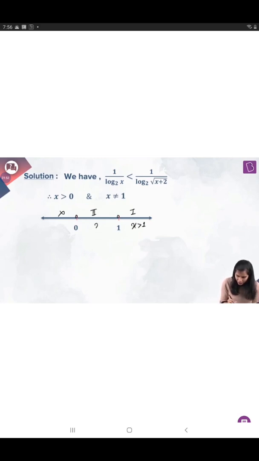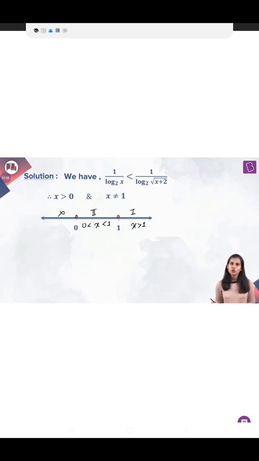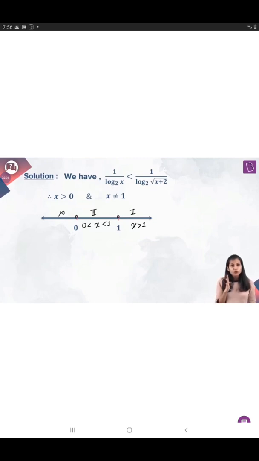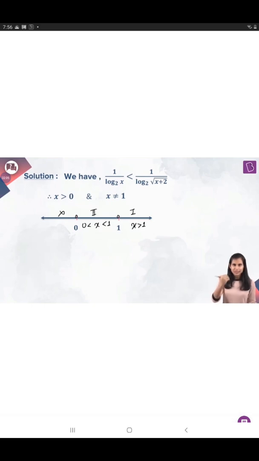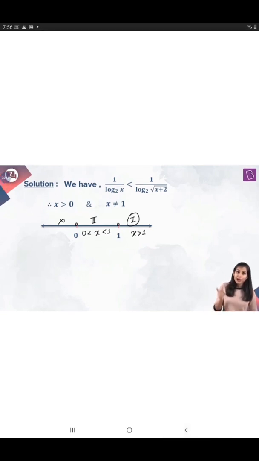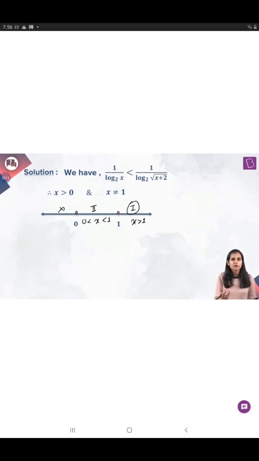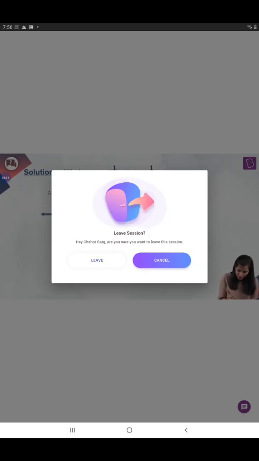That means it's either strictly greater than 1 or it is strictly sandwiched between 0 and 1. So I will solve this question in two cases. First, out of all the real numbers in the first region, I will find those which satisfy my inequality. This will give me the solution set corresponding to the first region. Then out of all the real numbers in the second region, I will find those values of x which satisfy my inequality. This will give me the solution set corresponding to the second region. In the end, I'll take their union and that will be my final solution set.